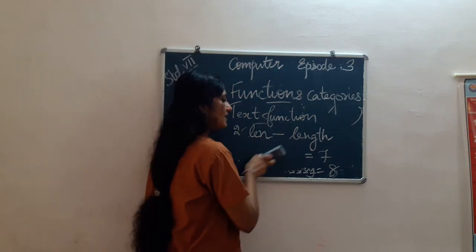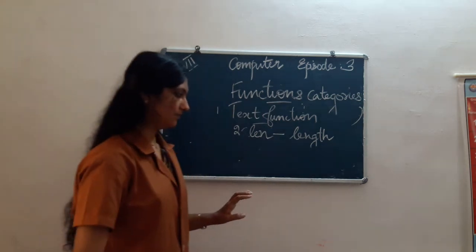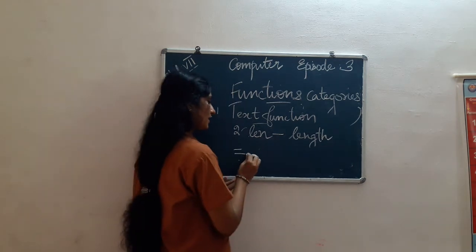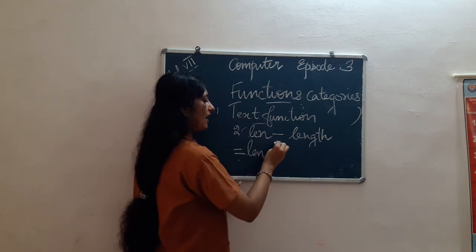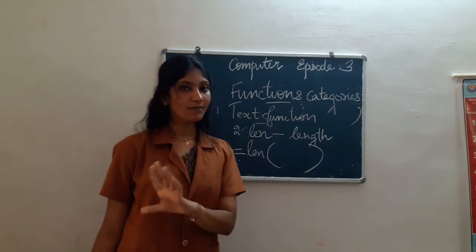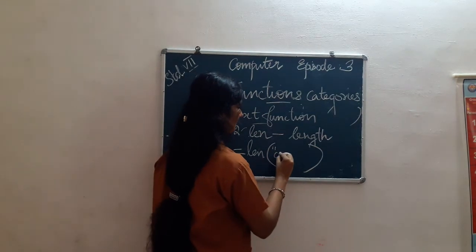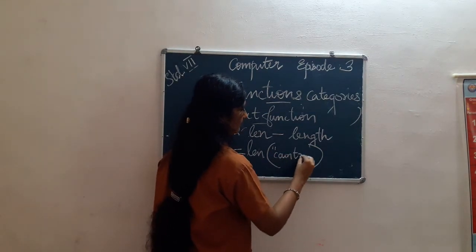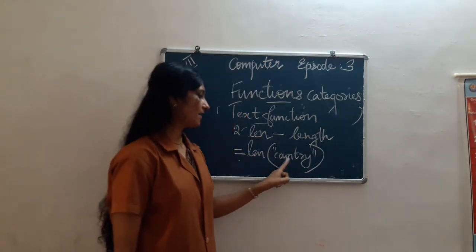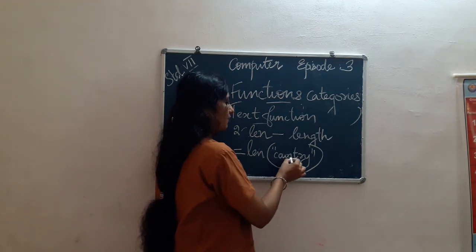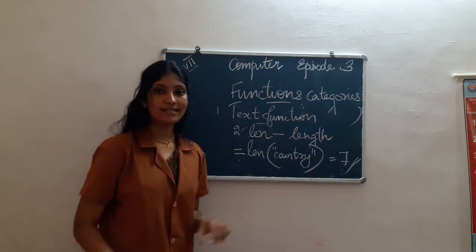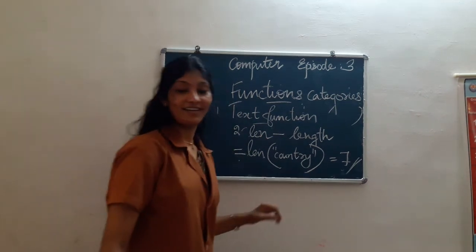And let's see what the syntax for finding length is. Simple, just first put an equal to symbol, then the function name here is L-E-N, and within the brackets you write the string in double quotes. For example, country. How many letters are in country? 1, 2, 3, 4, 5, 6, 7. Right, so the output is 7. That means the length of the string country is 7.